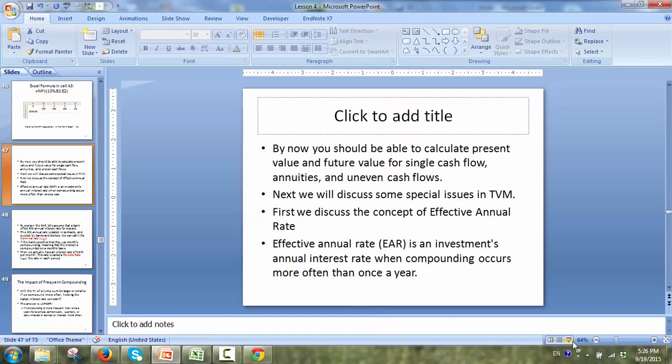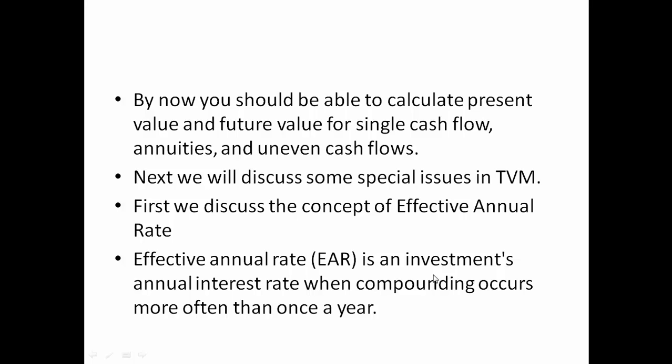So by now you should be able to calculate present value and future value for single cash flows, multiple cash flows, including annuities and uneven cash flows. Now we'll discuss some special issues in time value of money, and we'll start with the concept of the so-called effective annual rate. What is effective annual rate? This is the annual interest rate when compounding occurs more than once a year.